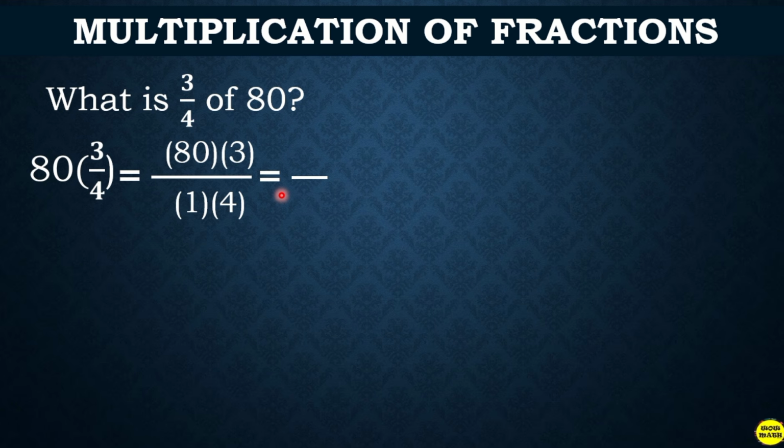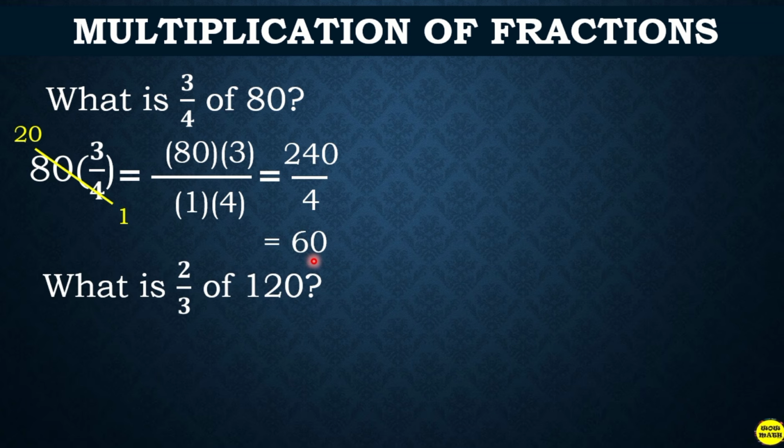Okay? So, 80 times 3, that is 240. 1 times 4, that is 4. Pag dinivide natin yan, 240 divided by 4, that is 60. Or, kagaya nga ng sinasabi ko, kung kaya mong gumamit ng cancellation, gumamit tayo. So, let us try. So, ito pwede, diba? So, 80 divided by 4, that is 20. Okay? So, therefore, mas mababa na siya. 20 times 3, still, the answer is 60. Okay? So, 60 is 3/4 of 80. Okay? So, 3/4 of 80 is equal to 60.